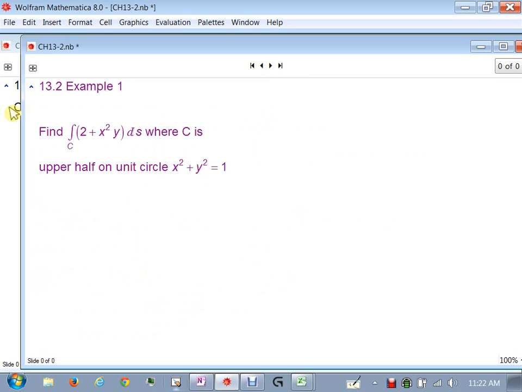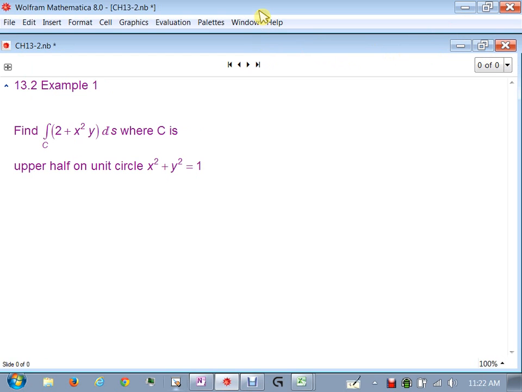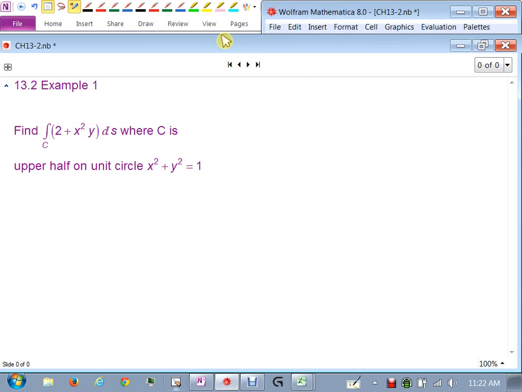So let's do this example. See if I can do what I did last time. I thought this worked out pretty good. You tell me if you like this or not.